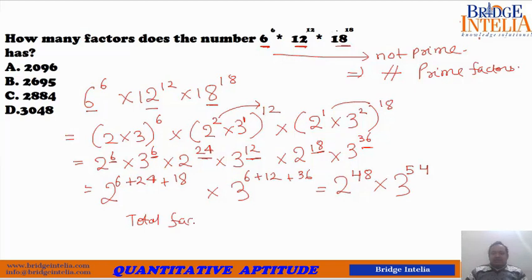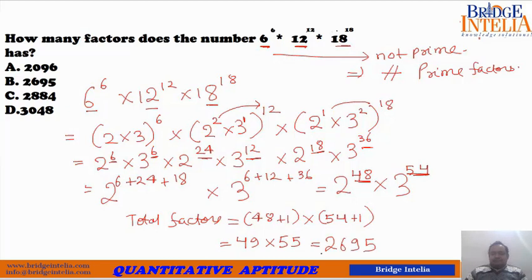So total number of factors would be equal to how much? Look at the power. Power is 48. So 48 plus 1 into, here the power is 54, so 54 plus 1. So this is 49 into 55. And this comes out to be 2695. So 2695 is the final answer. You have to remember that before applying the formula, you have to ensure that it is properly prime factorized. These numbers were not prime factorized.